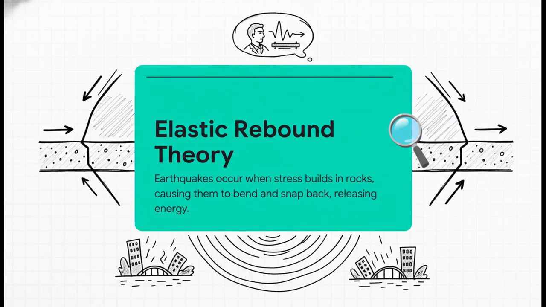And this whole concept has a name. It's called the elastic rebound theory. It was first figured out by a geologist studying the great 1906 San Francisco earthquake, and it's still the absolute cornerstone of how we understand earthquakes today.